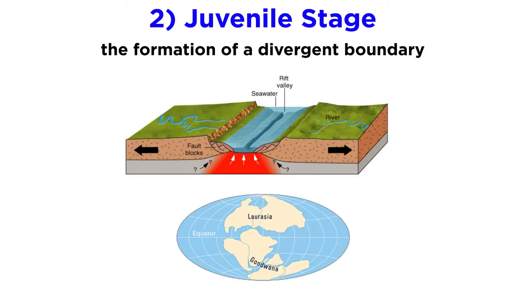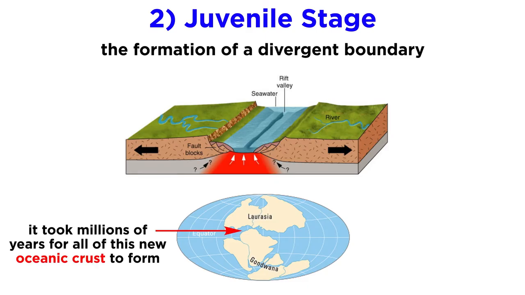Around 180 million years ago, the Atlantic Ocean was just a nascent rift valley in Pangea. Over millions of years, that rift valley grew, and its volcanoes gushed, generating over 40 million square miles of new oceanic crust.